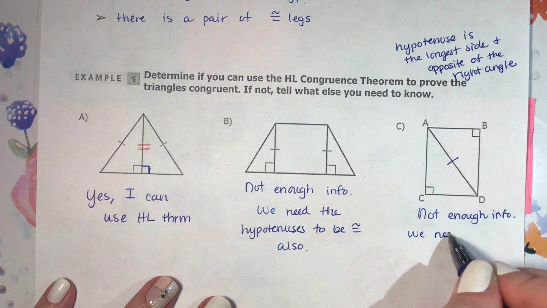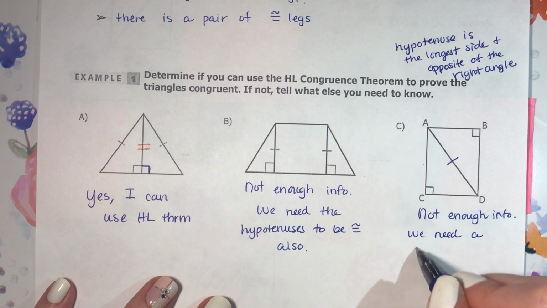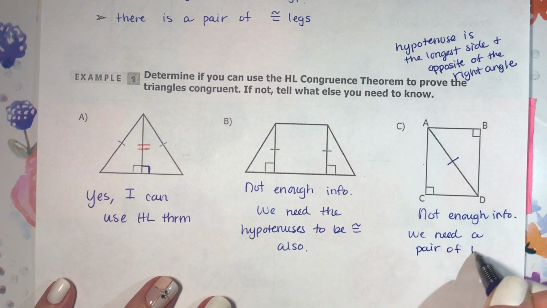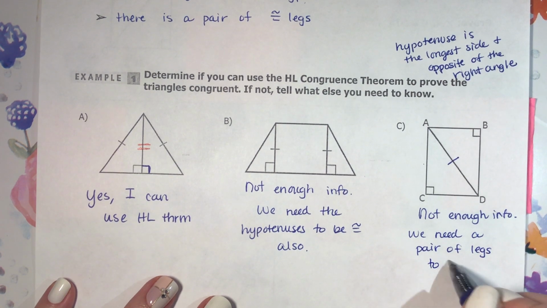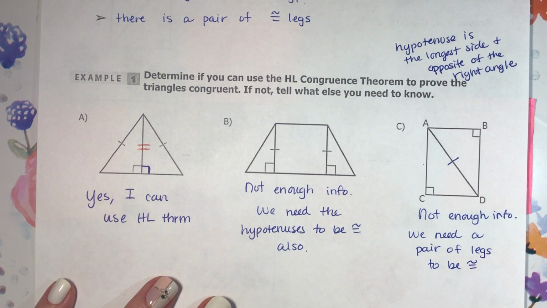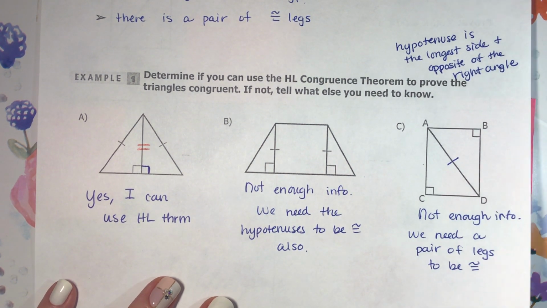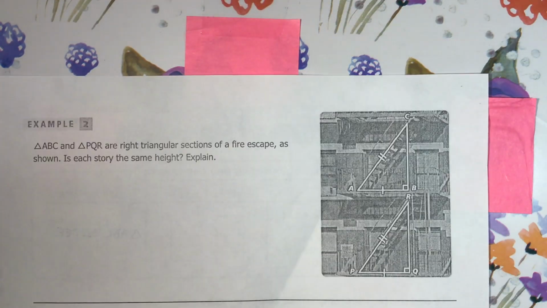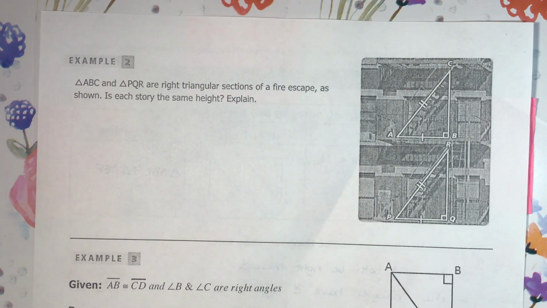We need a pair of legs to be congruent. Once we get that, then we would be able to use the hypotenuse-leg theorem. But we don't have it yet, so we just have to leave it as is. Flip that paper over and let's look at example 2.